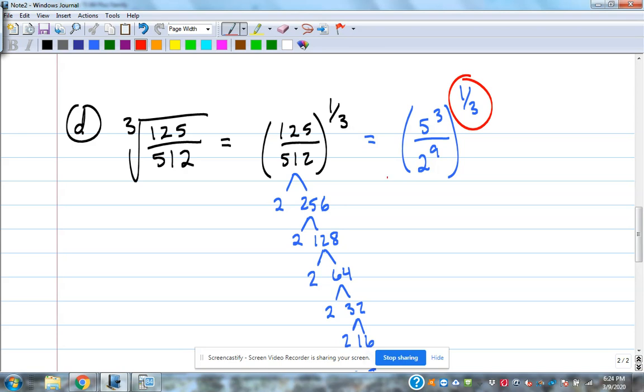What does that 1/3 do to everything? Multiplies to every exponent on the inside. So it's going to be 5 to the 3 times a third is 1. 9 times a third. 1/3 of 9 would be 3, right? So it'd be 5 over 2 cubed is 8.